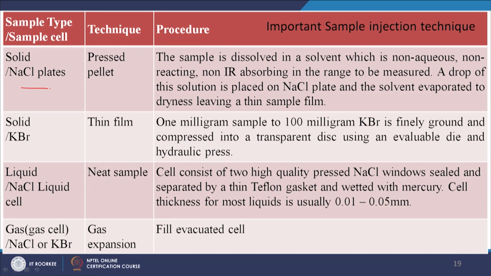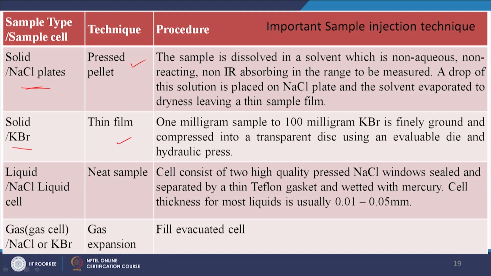Now, how to put the sample in case of FTIR? FTIR can analyze solid, liquid and gas samples, and if it is a solid sample, there are some defined methods which have to be followed for analysis. For example, NaCl plates can be used or potassium bromide can be used for solid samples. If NaCl plates are used, the technique is called pressed plate, and when KBr is used, the technique is thin film.